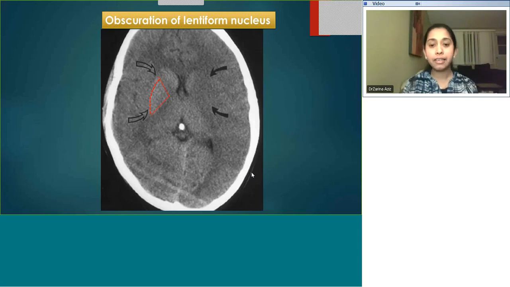And most importantly, even obscuration of the lentiform nucleus is also a very important early sign of acute ischemic stroke, which can be easily missed unless looked for. So this is the normal outline of the lentiform nucleus, the lens-shaped basal ganglia structure on the right side. On the left side, it is completely obscured. That means the entire lentiform nucleus is hypodense now, and the margins with the internal capsule and external capsule are lost, and this causes obscuration of the lentiform nucleus, a very important sign of early ischemic stroke because of occlusion of MCA.